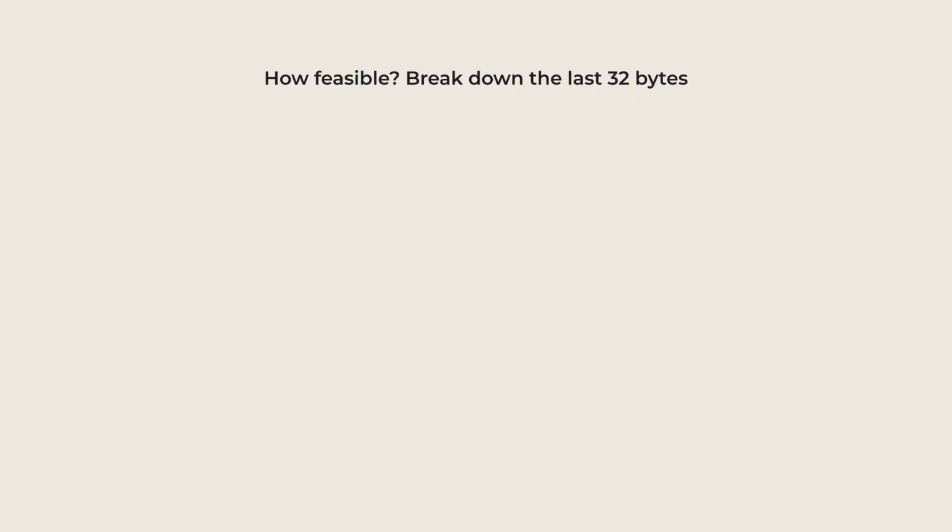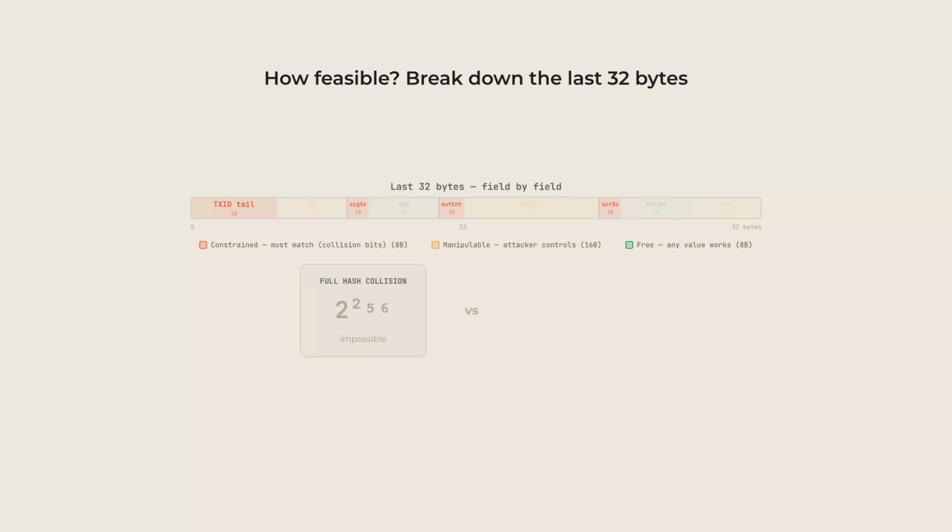Now, you might ask, how feasible is this really? Let's break down the last 32 bytes, field by field. Out of those 32 bytes, about 8 bytes are constrained. The tail of the transaction ID, the signature size, the output count, and the script size. The other 24 bytes are either freely chosen or directly manipulable by the attacker. That leaves about 70 bits of work, far from the 2 to the 256 you'd need for a full SHA-256 collision, but still costly enough to require serious resources.